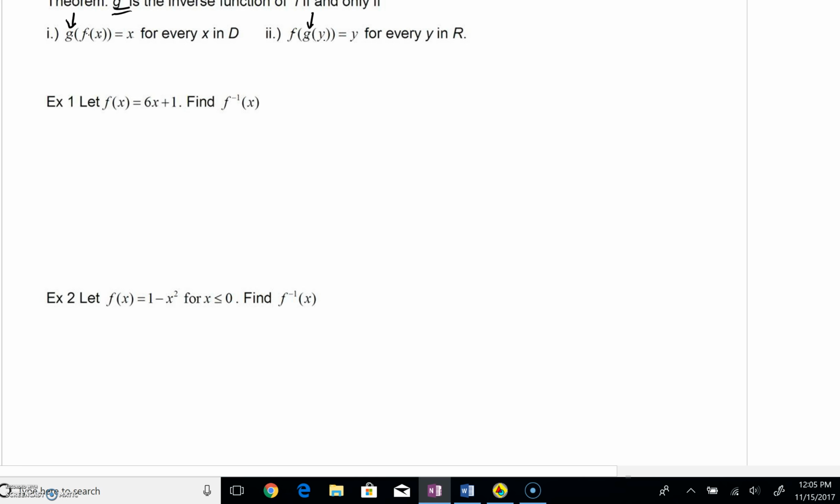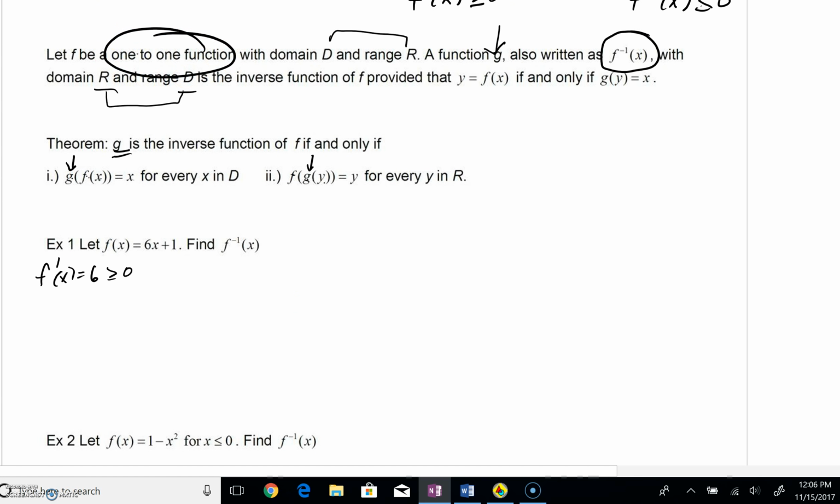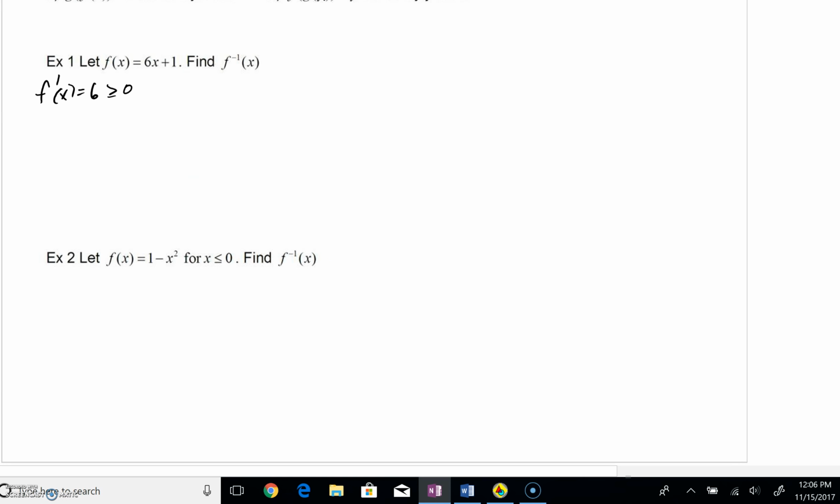So let's go ahead and see if we could actually get down to business and find some inverses. For example 1, it says, let f of x be equal to 6x plus 1. Could we find the inverse function? Well, first of all, you might wonder why we're talking about derivatives in the beginning. If we took a real quick derivative here, you could see that we'd be at 6, which is always greater than or equal to 0. Our function would always be increasing. So that means it's a one-to-one function. One-to-one functions, like we saw up here, means you can find an inverse. So you can find that inverse.